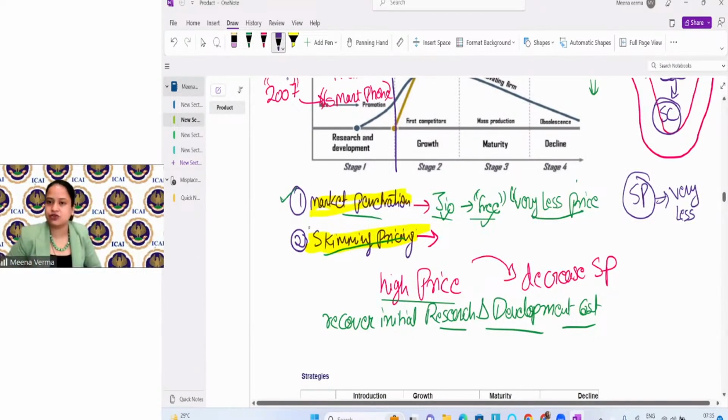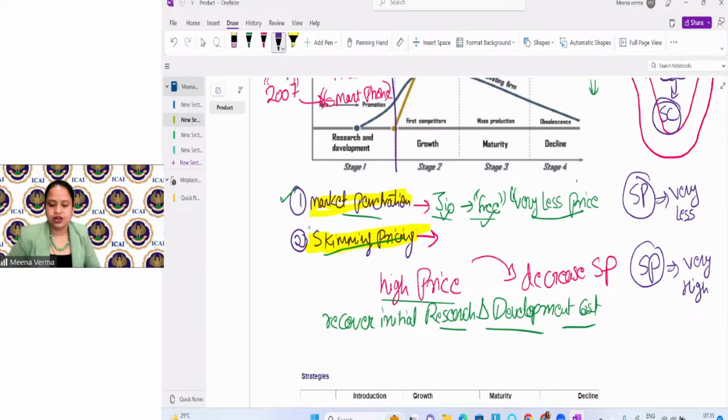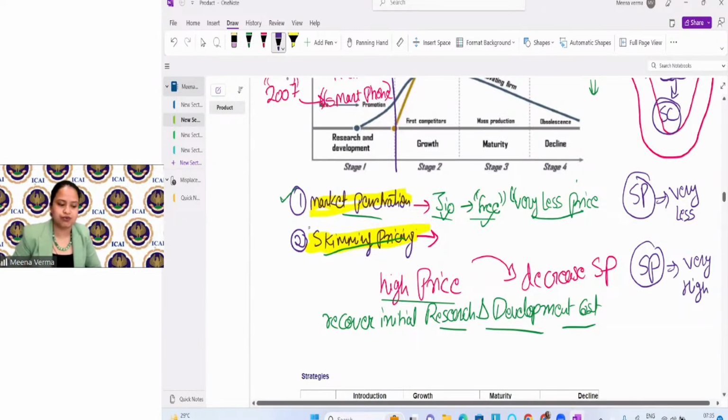Initially the selling price of the product will be very less. And in case of skimming pricing strategy, initially the selling price of your product will be very high. So what will happen in case of market penetration strategy? Initially the price is very less, but later on gradually you will increase the price.